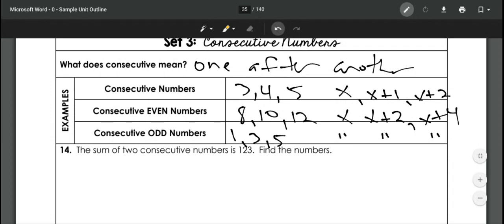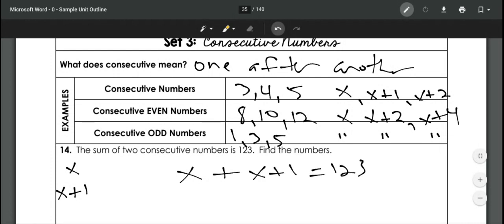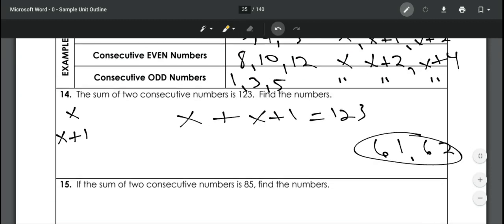So the sum of two consecutive numbers is 123. The first one is x, and since they're just consecutive, it's x plus 1. So x plus x plus 1 equals 123. You should be able to solve that, and you're going to get 61, and the other one is plus 1, so it's 62. Double check, make sure those add up to 123, and you are correct.